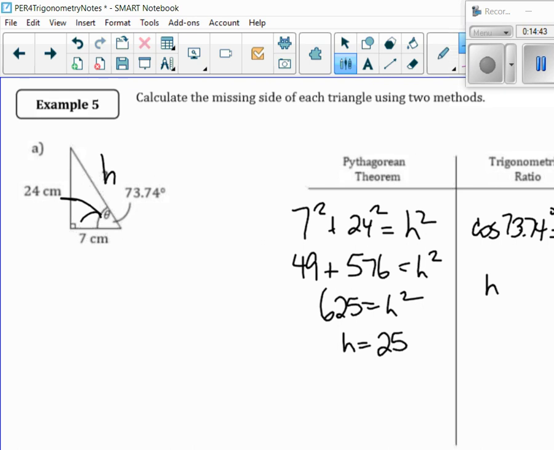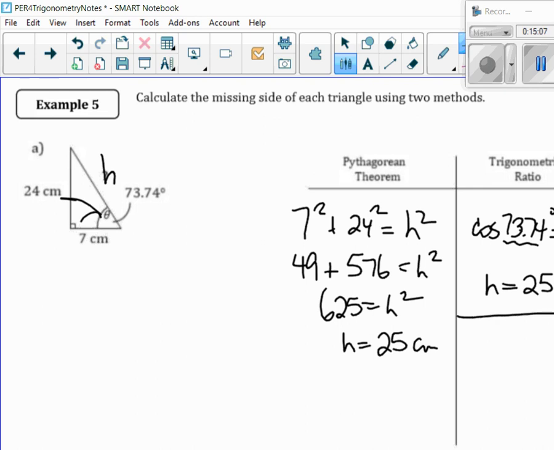Sorry, 7 divided by cos of 73.74. And I get, because this number right here was rounded, we're not going to get exactly 25, but it basically is 25 if you look at your calculator, because it's 25.0000. Of course, that's centimeters again.